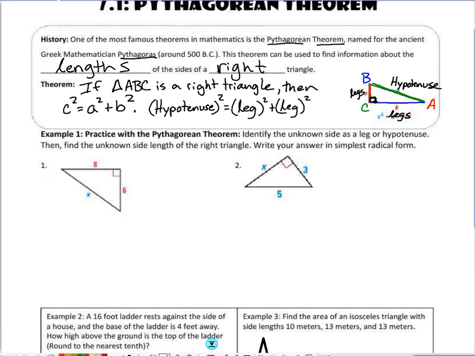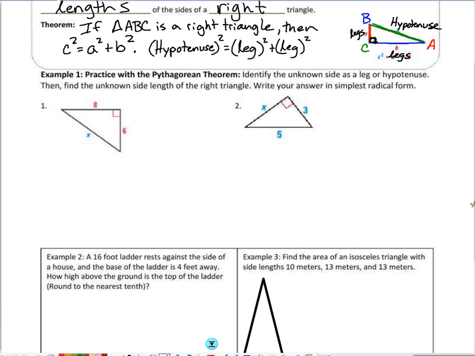So here's a few practice problems with the Pythagorean theorem. Here we have a right triangle. I know it's a right triangle because this angle right here is a right angle, so the side opposite of that right angle, that's the hypotenuse. The two sides adjacent are the legs, denoted with L's. So if I'm using the Pythagorean theorem to find the missing side length, the hypotenuse, I'm going to do the hypotenuse squared is equal to the sum of the two legs squared.